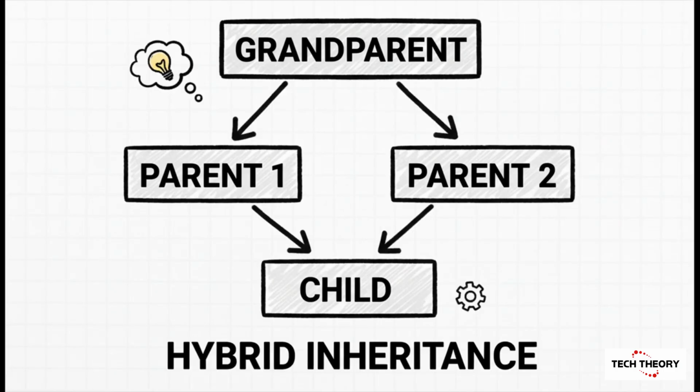And last but not least, we've got hybrid inheritance. And honestly, this isn't really a new type so much as it's a mix and match of all the others. You might have a big system that uses hierarchical inheritance here and multiple inheritance there. Real software is messy, so developers often have to blend these patterns together to make things work.